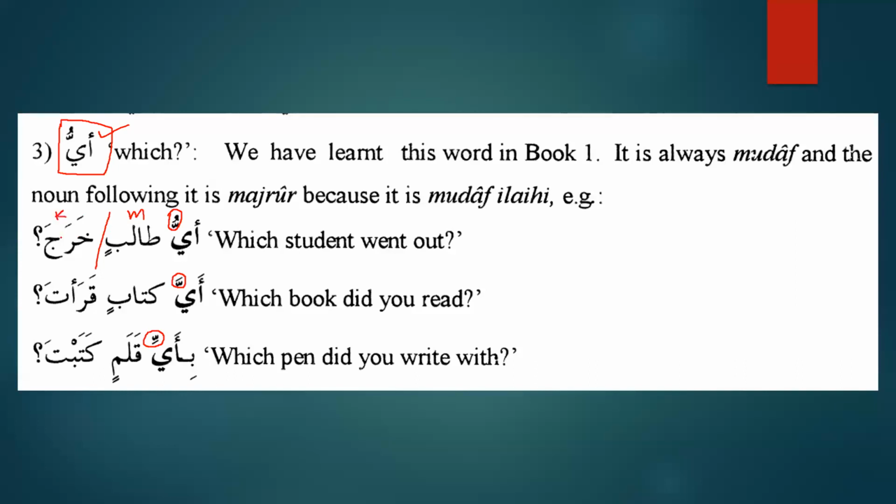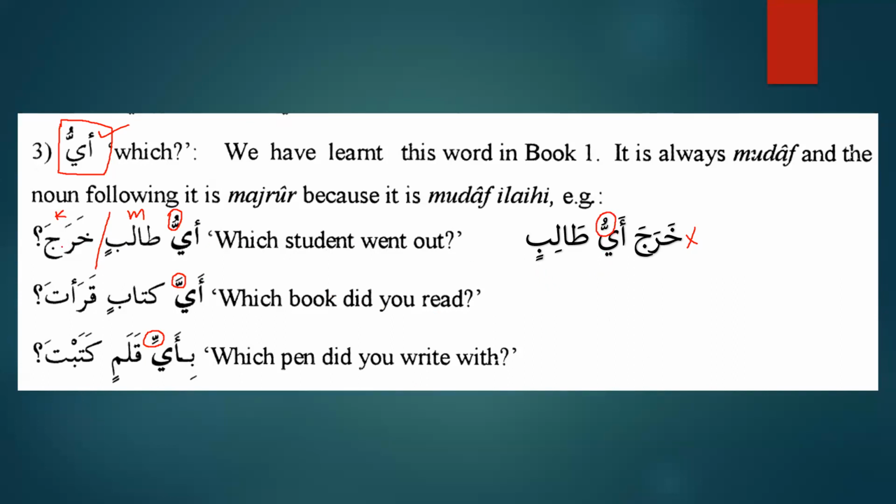However, if you want to change it into a verbal sentence, it will be kharaja ayyu talibin. That will be a verbal sentence. However, this sentence is wrong. Why? This is just to explain it for you, because we know that ayyu is ismul istifham, and it requires that it should come in the beginning of the sentence. So that's why it is marfu'.